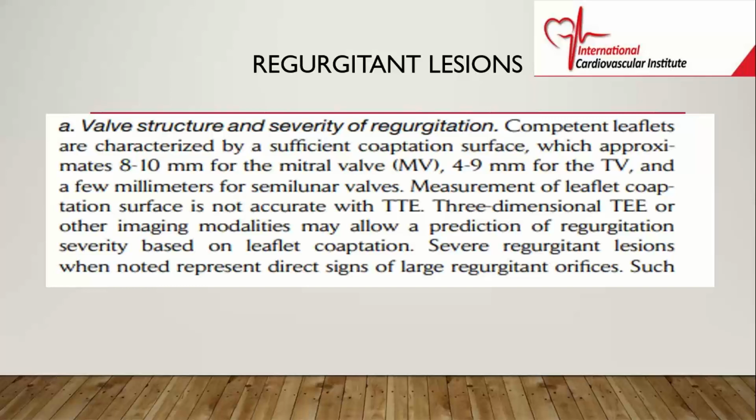You can also look at the valve structure, and that would help you in terms of determining the severity. Especially, when we look at the valve, the valve should coapt in such a way as to prevent insufficiency. When we look at the mitral valve, we talk about a coaptation surface. For the mitral valve, it's about 8 to 10 millimeters. For the tricuspid valve, it's about 4 to 9 millimeters. And for the semilunar valve, there's a few millimeters.